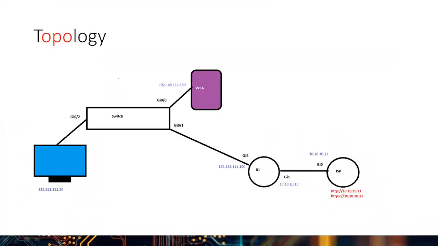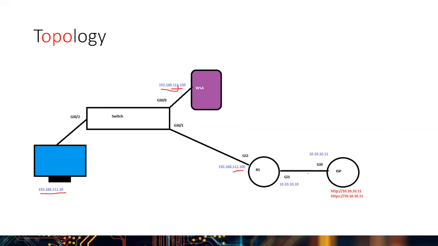So for the sake of this lab, we are using a very simple topology where a user is trying to access the websites through WSA, which is a proxy. The user's IP address is 192.168.111.20, and the WSA IP is 111.150, and the default gateway is 111.100. Pretty simple Class C subnet topology.